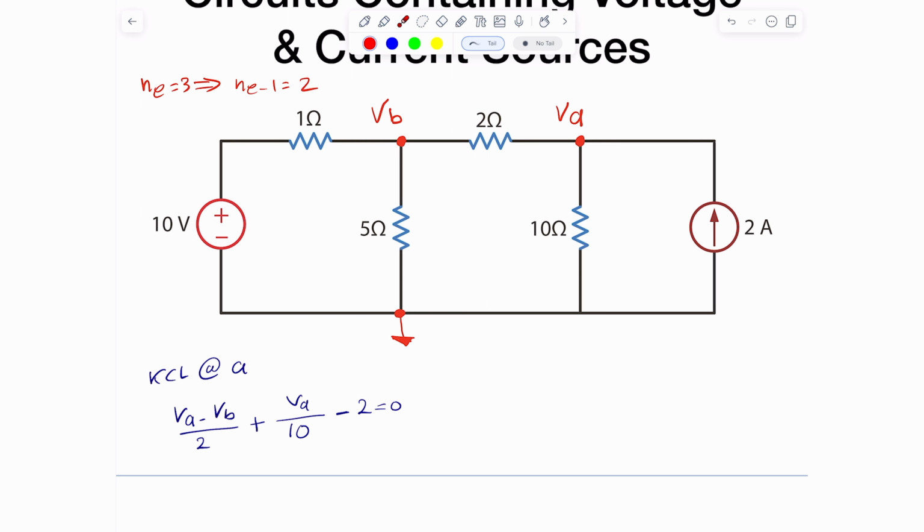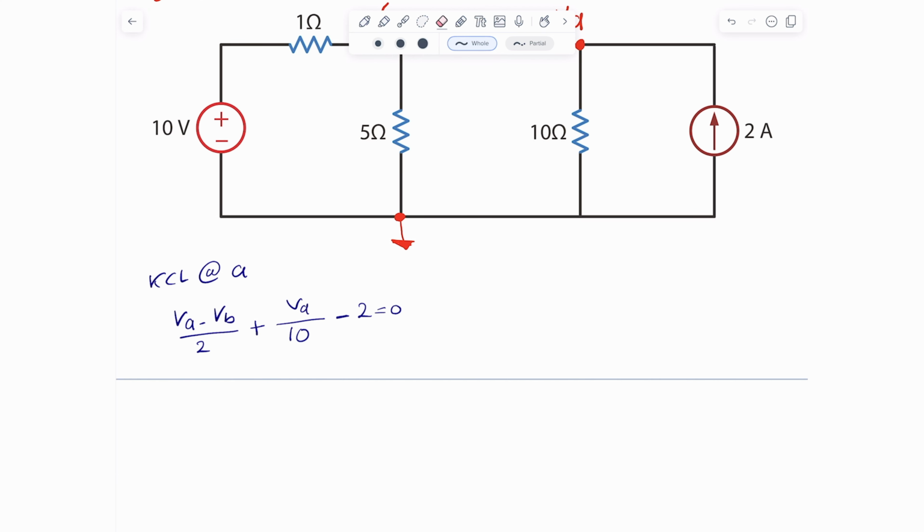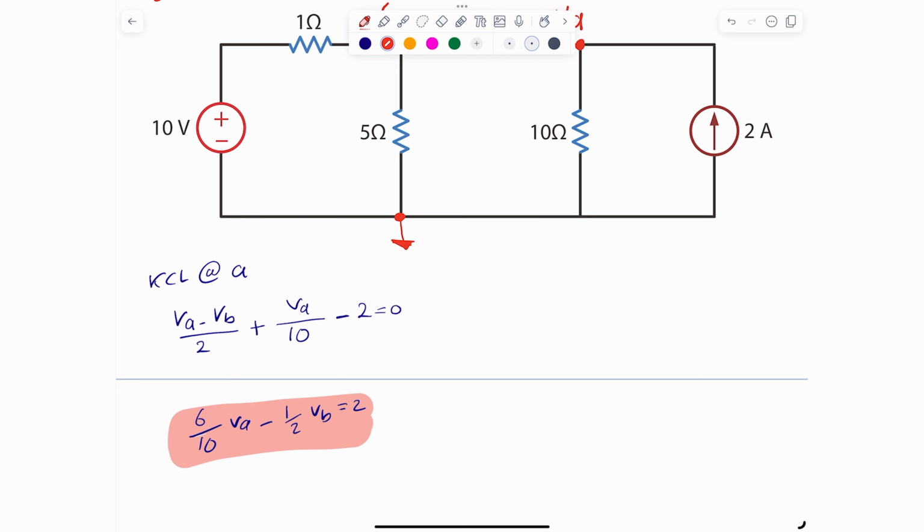So I identified the first equation. We typically clean it up a little bit. We just say this should be probably 6 divided by 10. I'm just doing this calculation in my head. 6 divided by 10 VA minus 1 divided by 2 VB, and that should be equal to 2. And that's basically the first equation. I'll just highlight it in here and say this one here is equation 1.